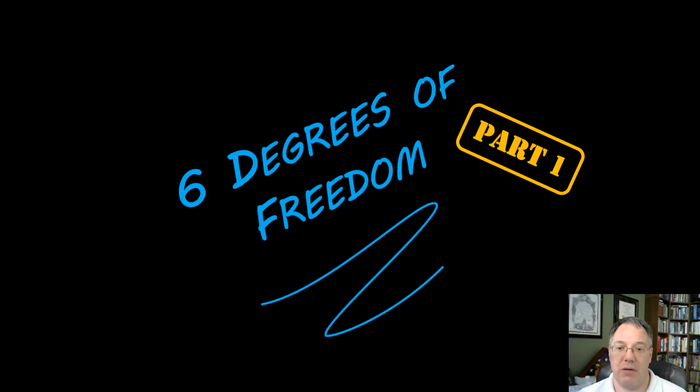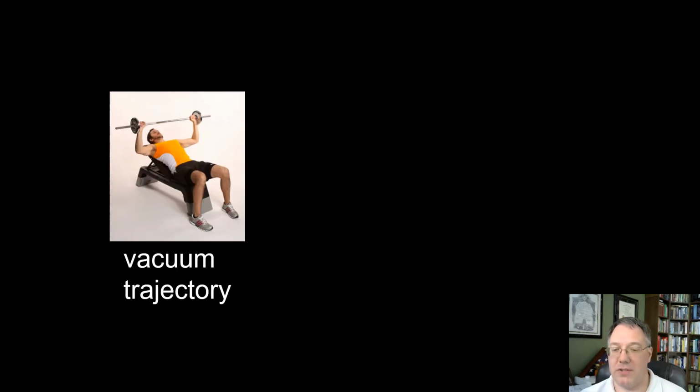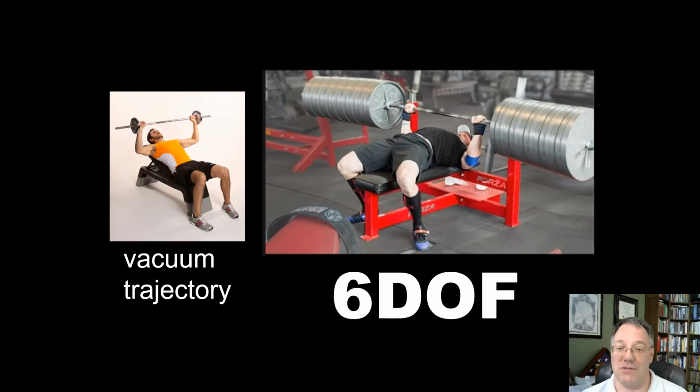Hi, in this video I'm going to talk to you about our 6 degree of freedom trajectory model. All right, so up till now we've been using a vacuum trajectory. Good lightweight way to work out. We can get a lot of reps in with that, right? So now we're moving into 6 DOF. All right, this is the heavy lifter.